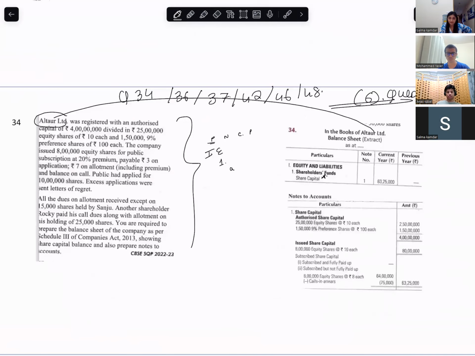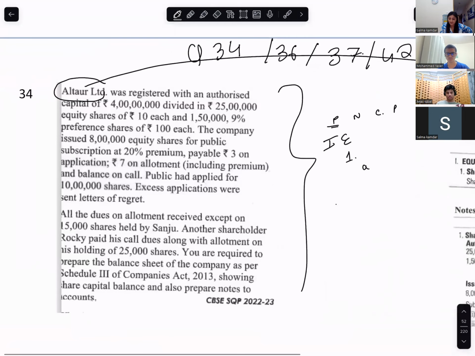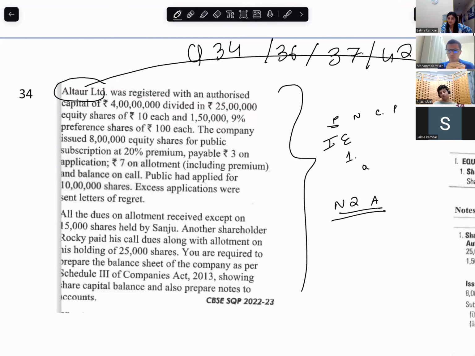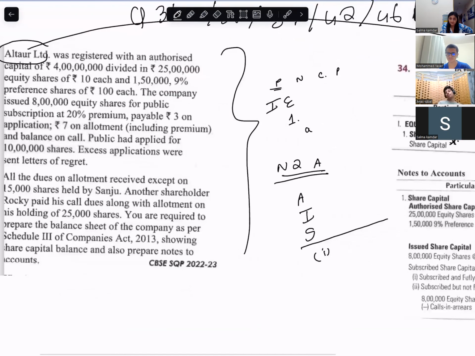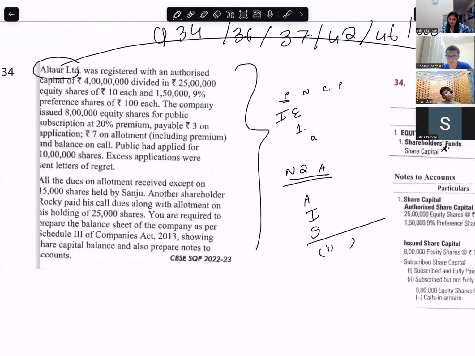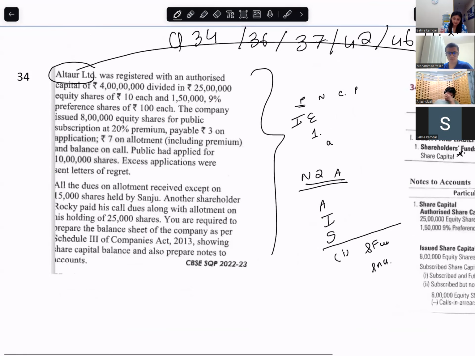Notes to account. In notes to account, 3 headings should be there. What are the 3 headings? Share capital: authorized capital, issued capital, subscribed capital. Under subscribed capital, subscribed and fully paid, subscribed and not fully paid. Okay, fine. Come on.